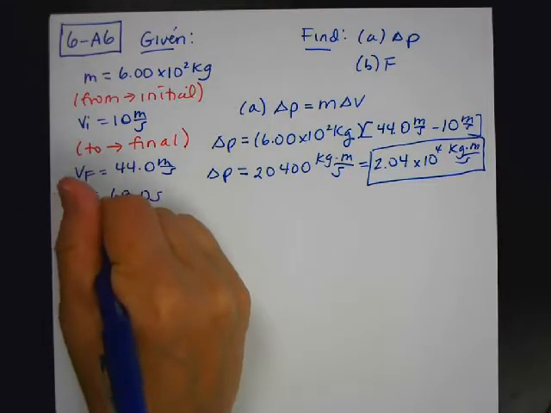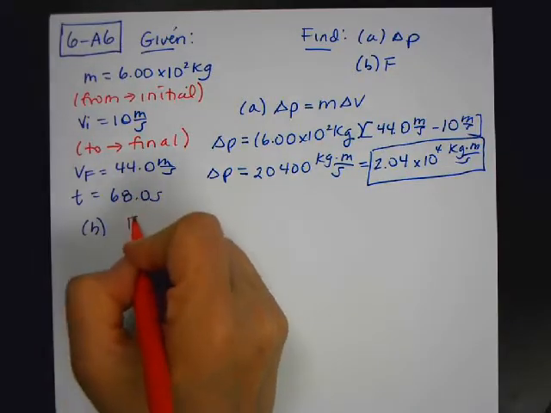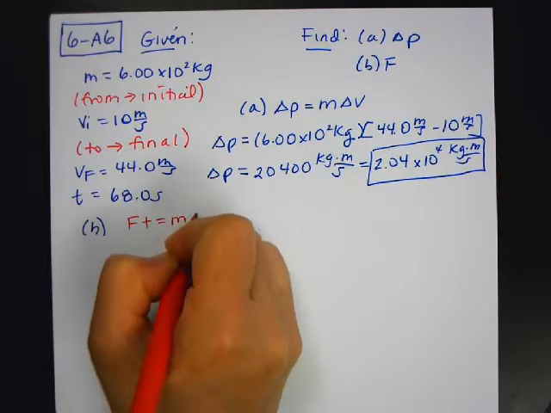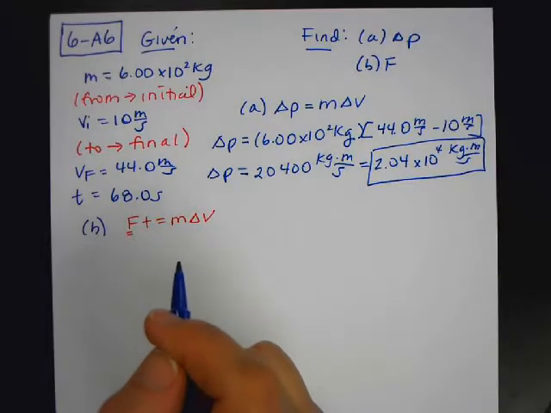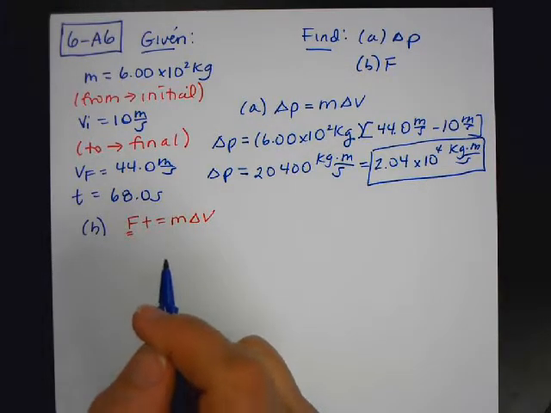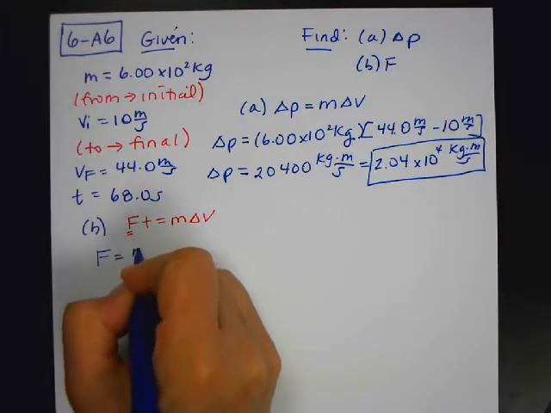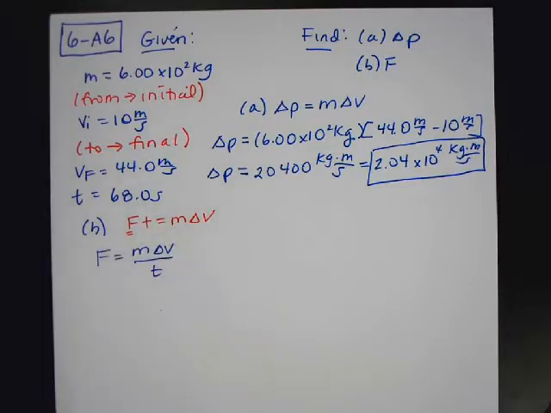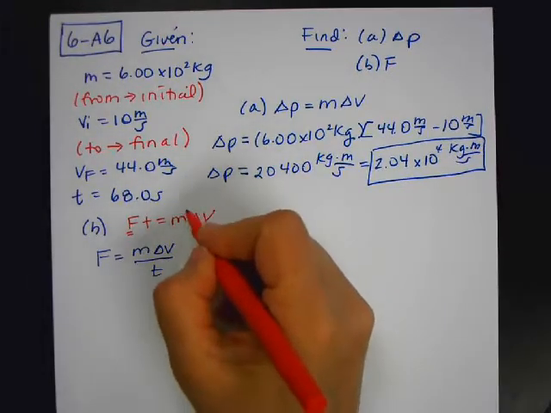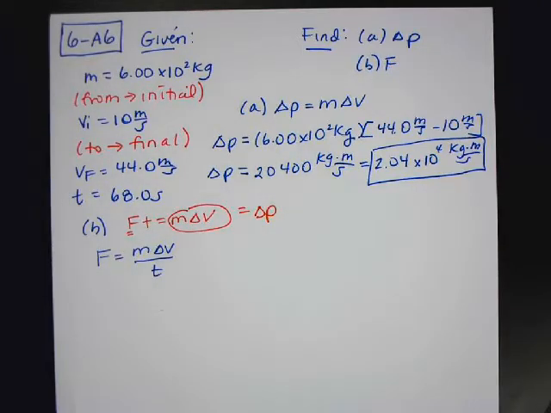Part B says what's the force. So I'm going to use the impulse momentum theorem, Ft is equal to m delta V, and I'm going to solve for F this time. So I'm going to rearrange the equation to solve for the unknown in terms of the known. So I'm just going to divide by T. So F is m delta V divided by T. So I found m delta V, because remember, m delta V is also equal to what? Delta P.